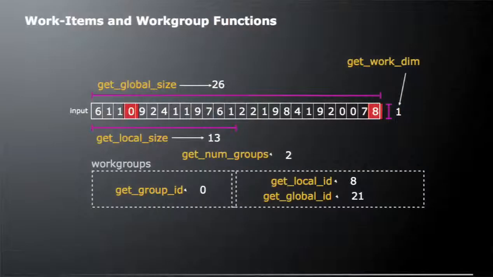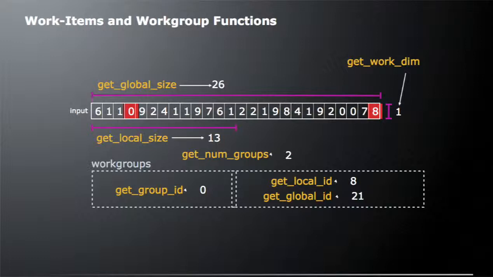Okay, let's look at some of the work item and workgroup functions. Let's say we have that input buffer. One of the work item functions you might be interested in is getWorkDimension. That's going to tell us, are we in a 1D, 2D, or 3D space that we're doing our work? In this case, we just have a one-dimensional vector. So when we call getWorkDimension, we're going to get 1, because that's how many dimensions of work we're working on.